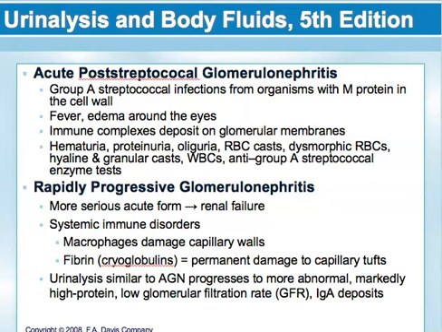In rapidly progressive or crescentic glomerulonephritis, this is still considered an acute disease, but it's much more serious and is very rapidly progressive, so there's a much poorer prognosis, and it can lead to renal failure. Once again, immune complexes deposit themselves in the glomerulus. This usually happens as a result of another form of glomerulonephritis or an immune system disorder, such as lupus. Macrophages cause damage to the capillary walls, which leads to permanent damage to the capillary tufts caused by fibrin.